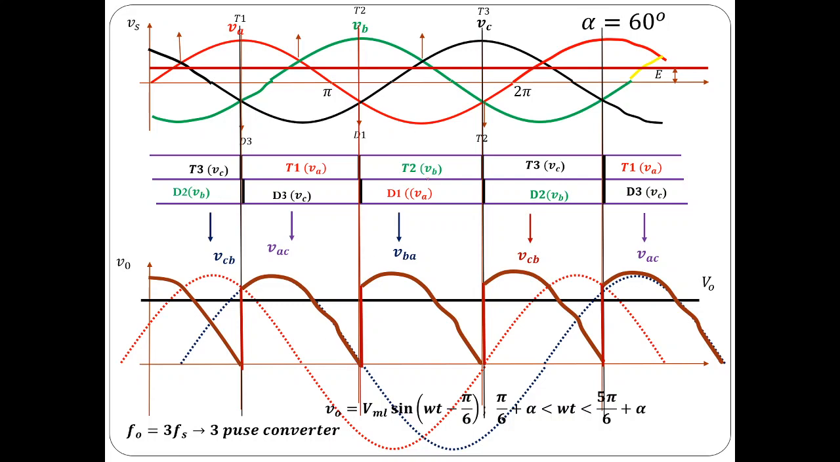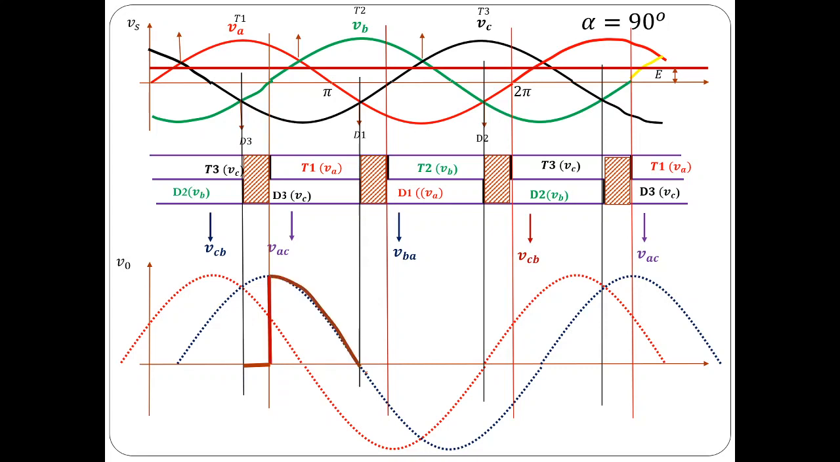If you increase alpha more than 60 degrees, then the output voltage will try to become negative. But due to the presence of the freewheeling diode, the output voltage is prevented from becoming negative. Once the output voltage slightly becomes negative, the freewheeling diode would be forward biased, and the current through the load would be shifted to the freewheeling diode. So the output voltage becomes 0 during that freewheeling period. That is what is indicated here. You can see the conduction diagram is shifted by 90 degrees for thyristors, whereas for diodes there is no shifting.